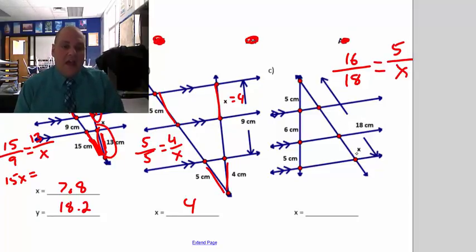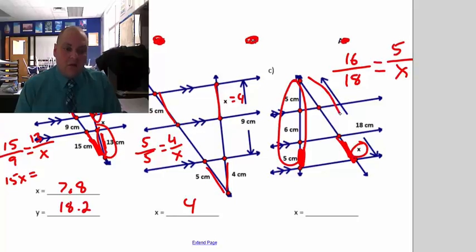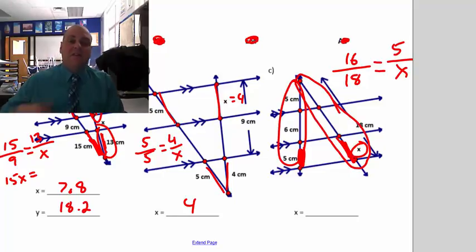Well, x is this piece right here. So that's going to correspond with this piece, which is 5. That's why I did 5 over x. And then 16 is this whole piece here, because 18 is this whole piece here. You've got to be consistent.